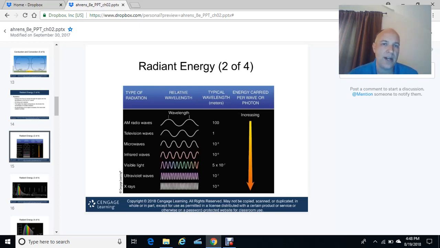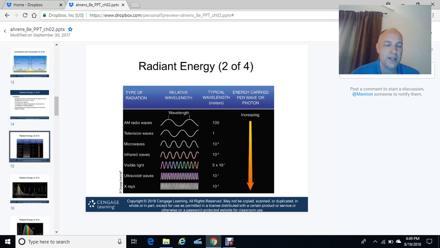Now, I just want to point out the wavelength. What is the wavelength? The wavelength is simply the distance from the crest of a wave, the highest point of a wave, to another crest of a wave. Okay? You notice with AM radio waves how much more distance there is in the wavelength between the two high points of the wave, or the crests. You'll also notice that the energy increases as I go downward on this chart. Next up would be television waves, the wavelength not nearly as large. Then microwaves, we're getting shorter wavelengths. Infrared waves, even shorter. Visible light, look at how short the wavelengths are.